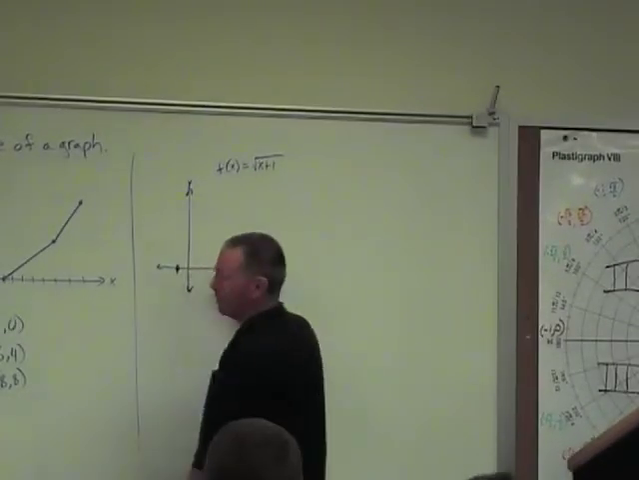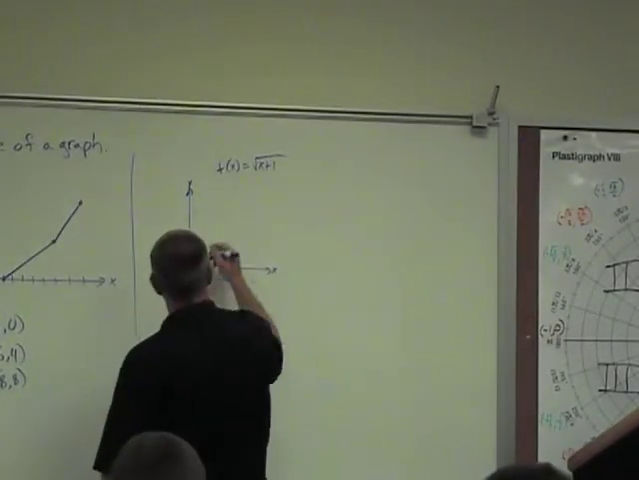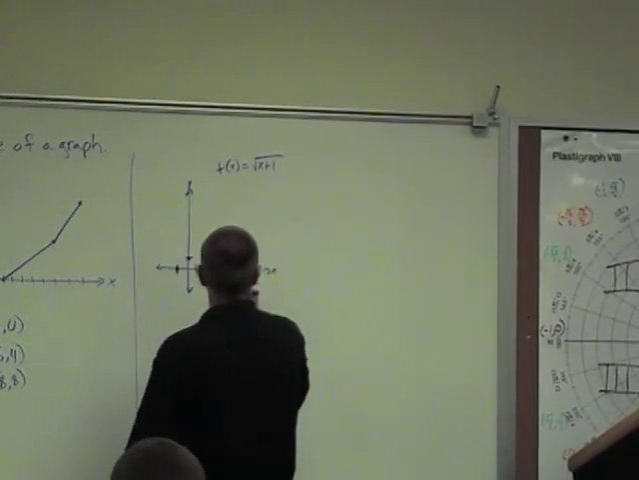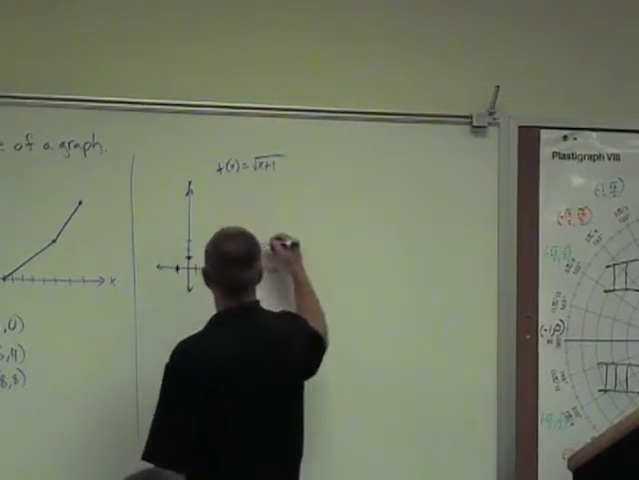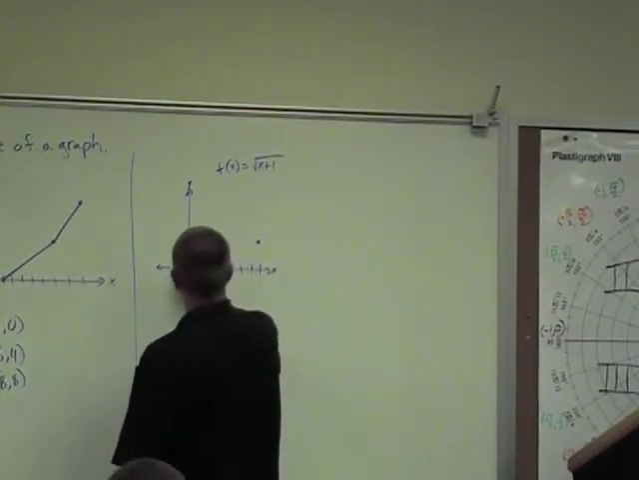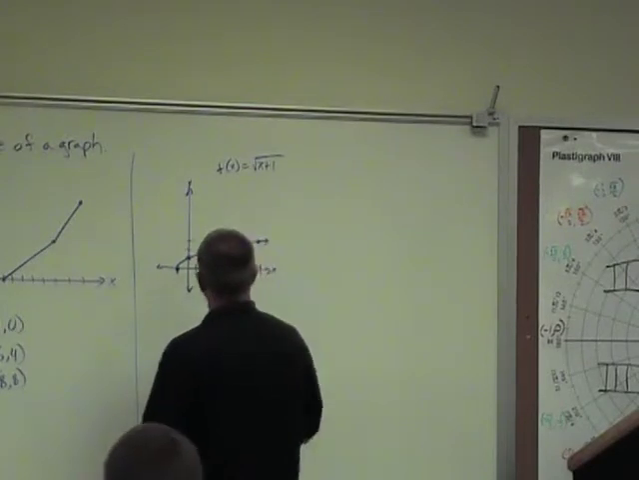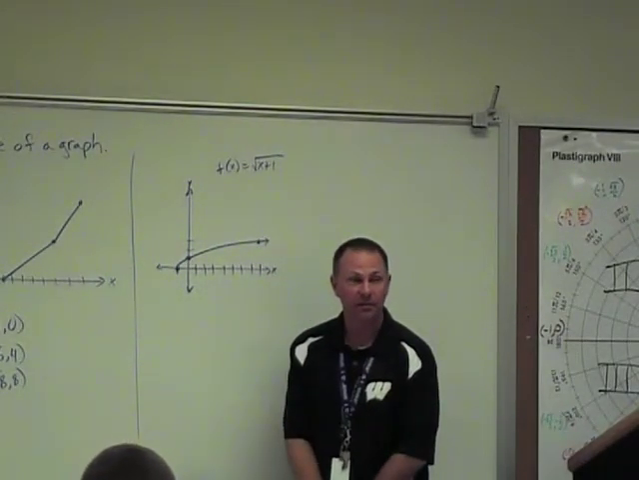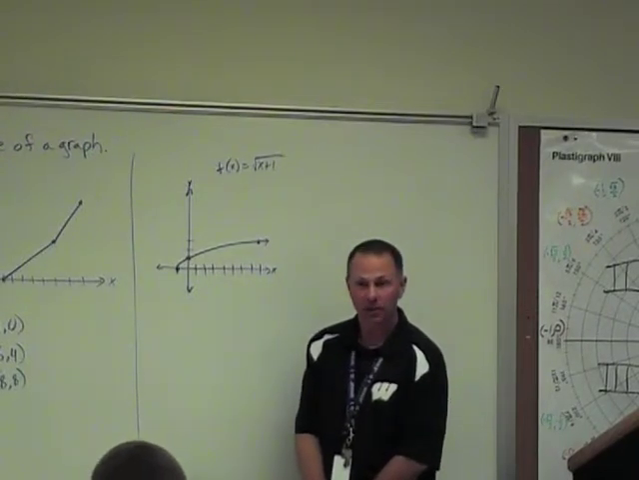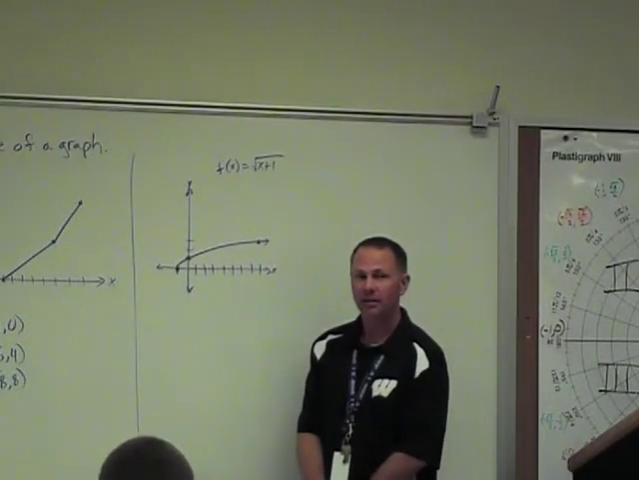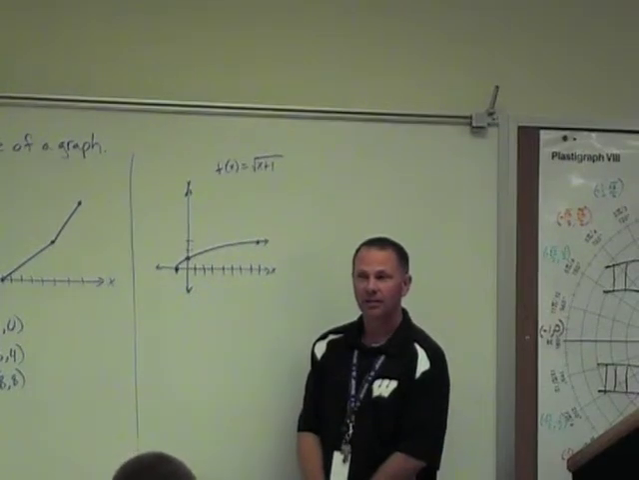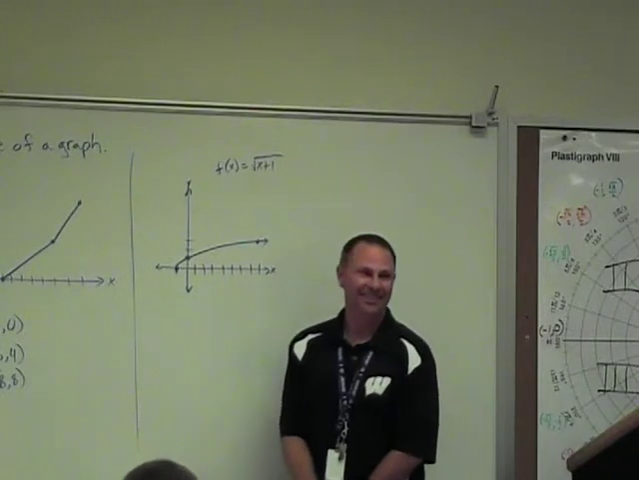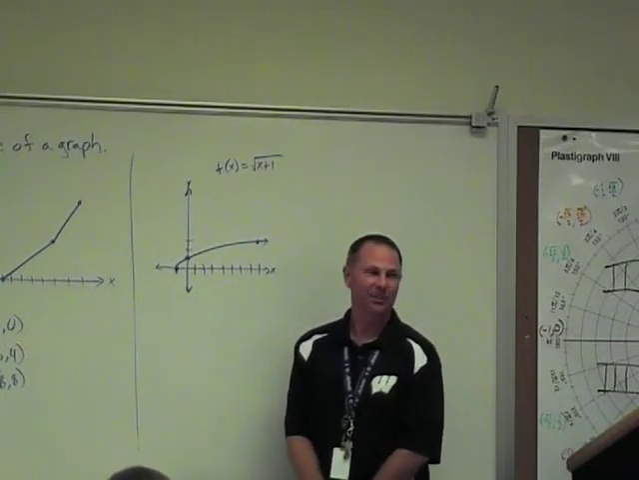When x is 0, I'm just picking some points here to graph this. When x is 0, the square root of 1 is 1. When x is 8, 8 plus 1 is 9, that's 3. Okay. I want the inverse of this. So what are you going to do? Yeah, switch the x and y.